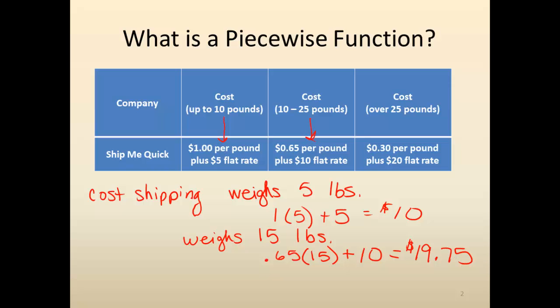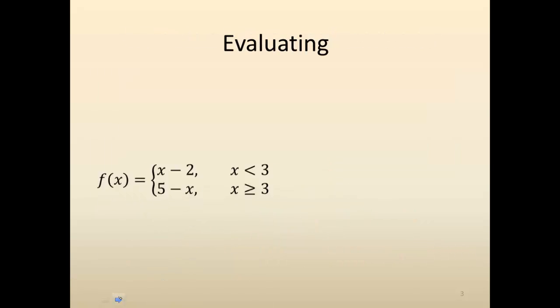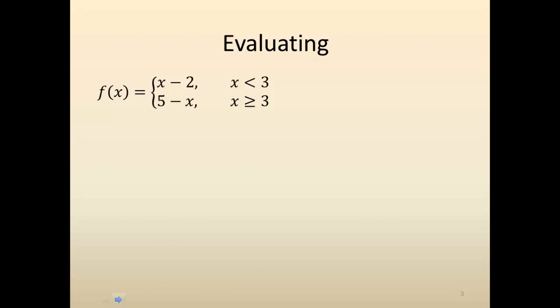Okay, so a piecewise function means I'm going to have a different rule depending on what category I'm in. This one had 3 categories and it had 3 different rules. So what does this look like algebraically? How are we going to evaluate this? Well, this is a piecewise function. It has 2 categories, and over on the right here, these are categories for x. In other words, those are my domain restrictions.